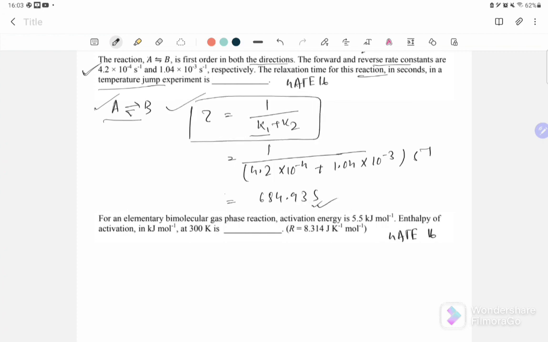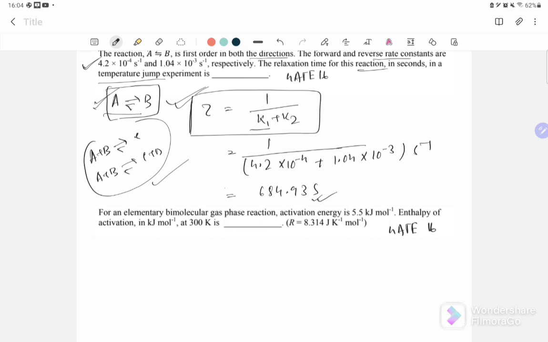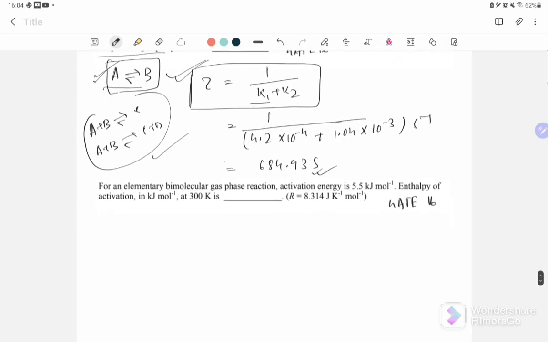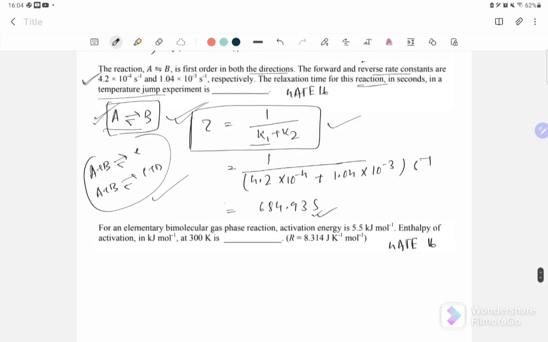You just have to remember this equation. You have to be careful that this equation is only for this type of reaction where A and B are in equilibrium. But if A plus B to C in equilibrium, or A plus B to C plus D or any other type, the relaxation time equation will be different. So I am not going into that one, you just remember this equation only.